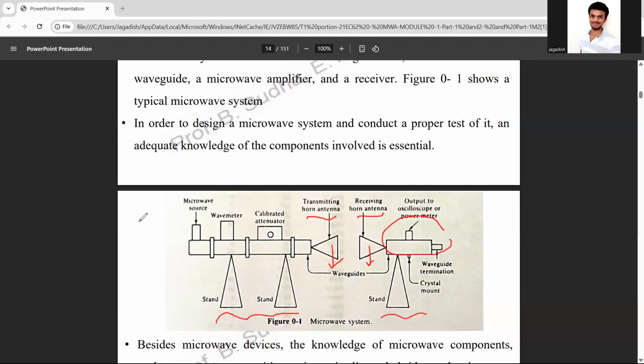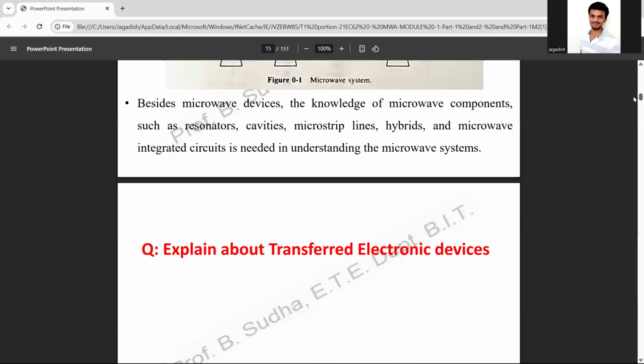You have to draw this diagram for the microwave system if they ask. This is your first topic, and the Gunn diode is also important. This is how the microwave system looks. You write this diagram and those components, and along with it at least 3 to 4 lines of explanation, so that you get the complete 6 marks allocated for it.